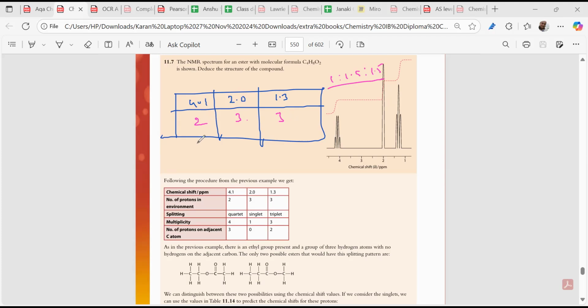Now this is a quartet. Understood? Are you getting me how to do it? Yes, sir. This is a singlet and this is a triplet, right? So the next, hydrogen in carbons is how much? Tell me. 3, 0, and 2. And we know that the molecular formula is C4H8O2, right?